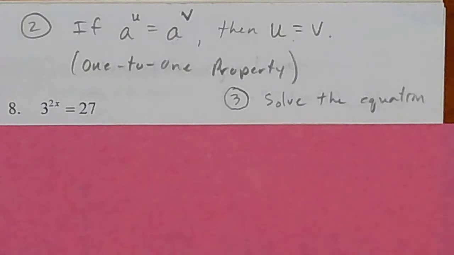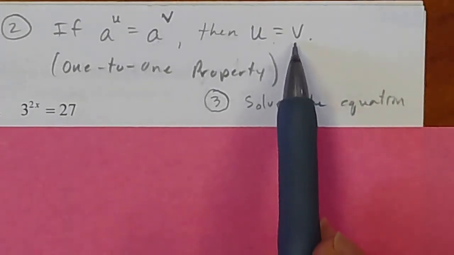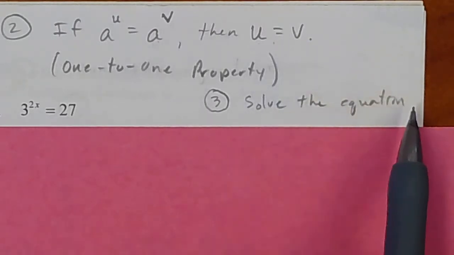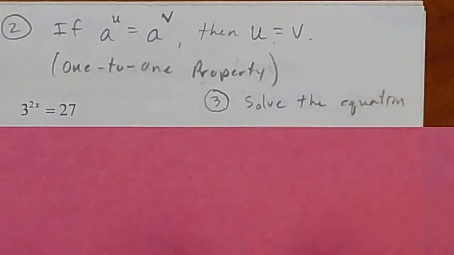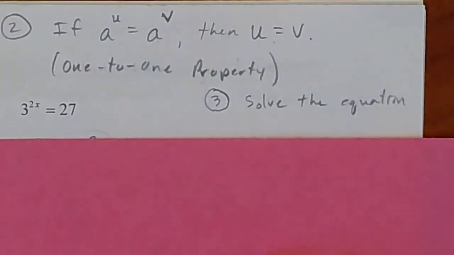Then you're going to solve the result. Whatever u equals v is, it's usually linear, but sometimes quadratic. We use our other algebra skills to just solve that equation. You can check the solution as well if you have time and want to add that fourth step.